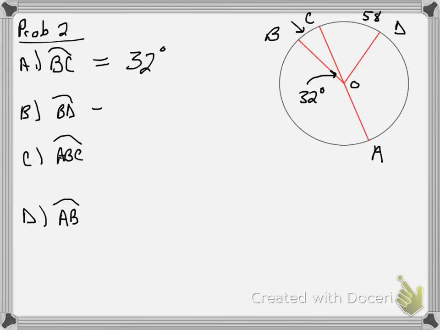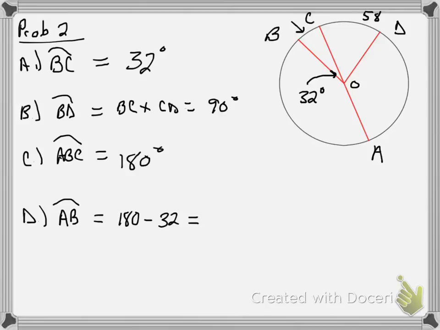Okay? BD is this one. Well, that's BC plus CD, which gives me 32 plus 58, which would be 90 degrees. ABC is over here. Looks like ABC is what we call a semicircle, automatically 180 degrees. And AB, well, that's 180 minus the BC, which is 32 degrees, which gives me 148 degrees.